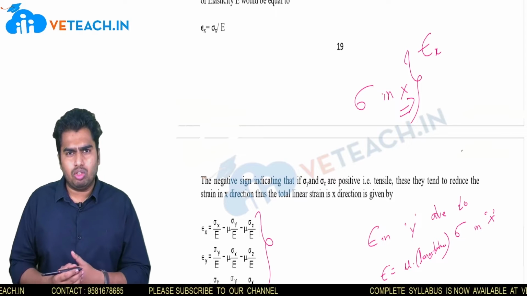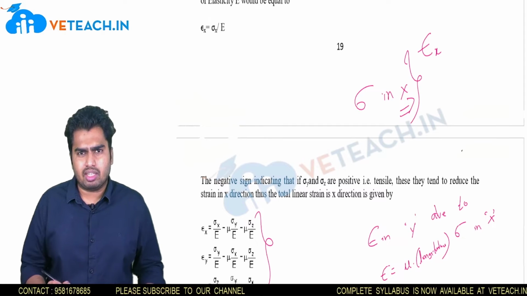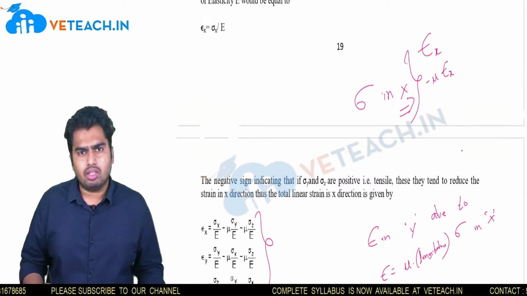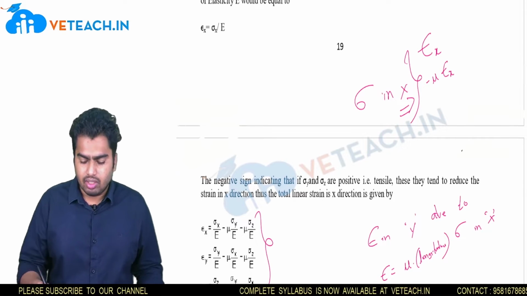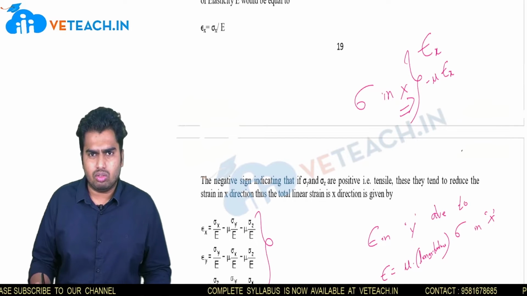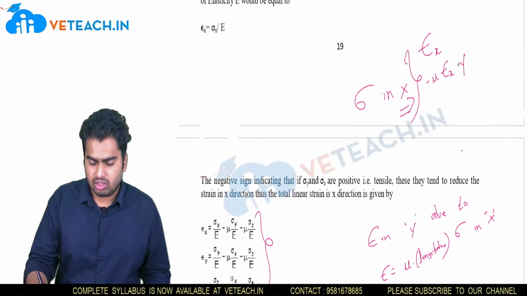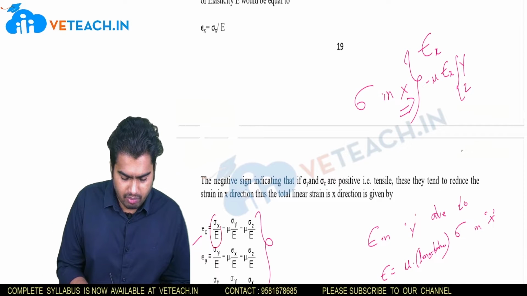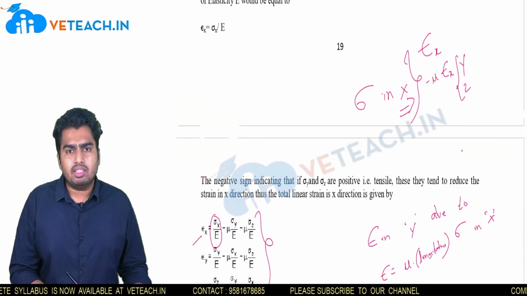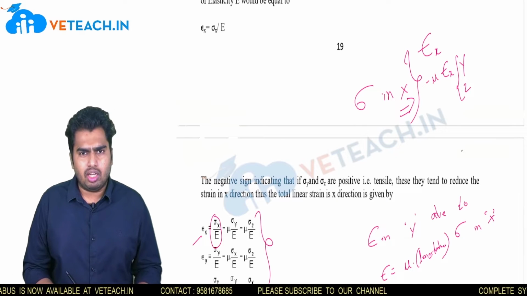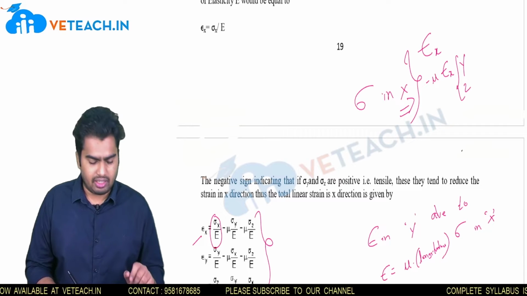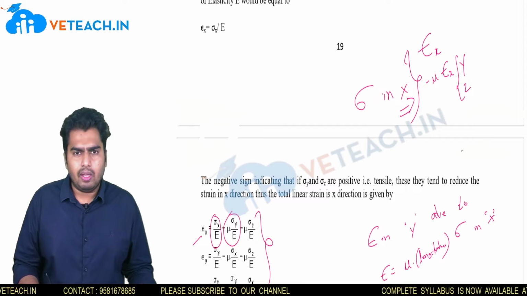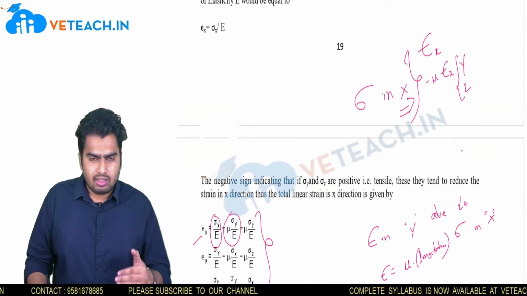The strain produced in y direction because of stress applied in x direction will be minus mu epsilon x. The same will be produced in the z direction also. This is in y direction, and this is in z direction. Here, epsilon x is equal to sigma x by E. This is the direct or longitudinal strain because of stress in x direction. And what is this mu sigma y by E? This mu sigma y by E is because we applied stress in y direction.